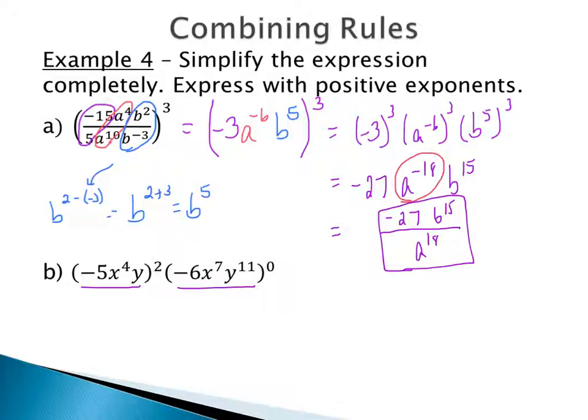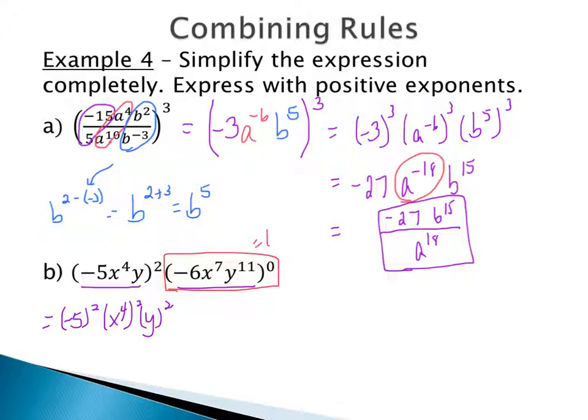So for the first part, I'm going to have to bring that 2 in. So we would have negative 5 to the second power, then we would have x to the 4th to the second power, and then y to the second power. For my next grouping, I see that I would be bringing in a 0 exponent. Well, if I'm bringing in a 0 exponent, that means that this whole expression is raised to the 0. And remember, if the whole expression is raised to the 0, it's just equal to 1.